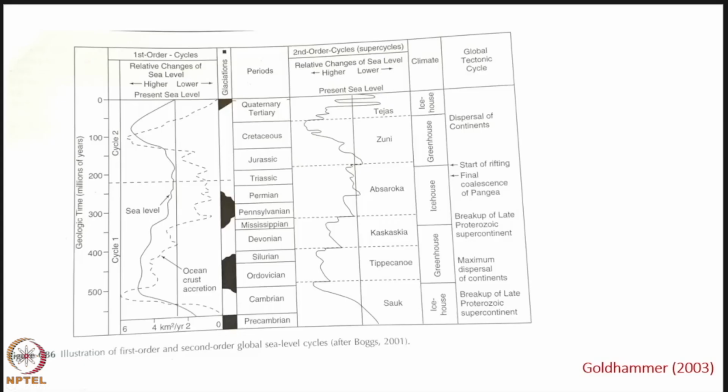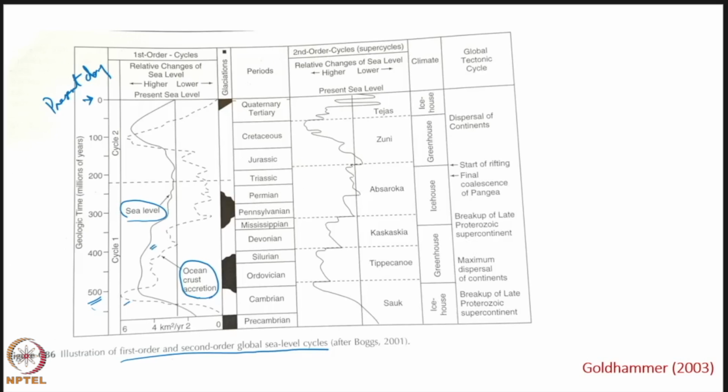Let us look at the first order and second order global sea level cycles and how they can be linked with anything else. Let us take the geological time, millions of years. This is 500 million years and this is the present day, 0. The sea level curve is shown by the solid line and the ocean crust accretion is shown by the dashed line. We observe when the accretion is reduced, the sea level is reduced.